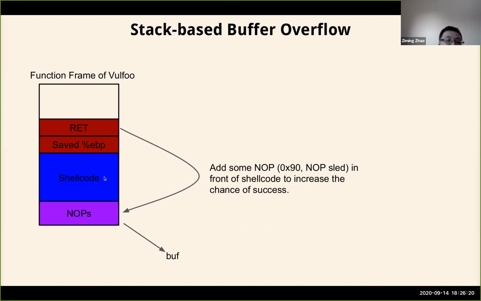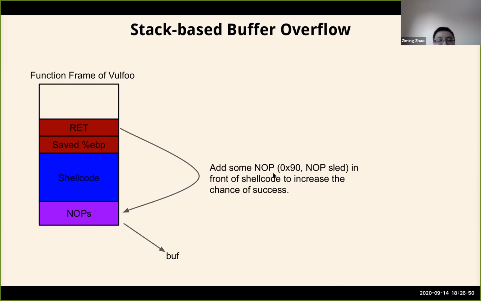If we have enough space, let's say, we can put some NOPs in front of the shellcode. The NOP is one instruction. It's basically an instruction that does nothing. It will just skip it, go to the next instruction. So those kinds of instructions are very useful for us because it will not jeopardize anything we are doing here. It will just go to the next instruction.